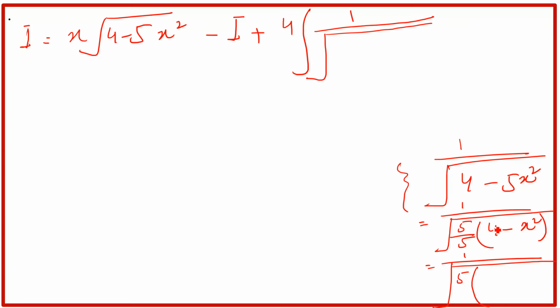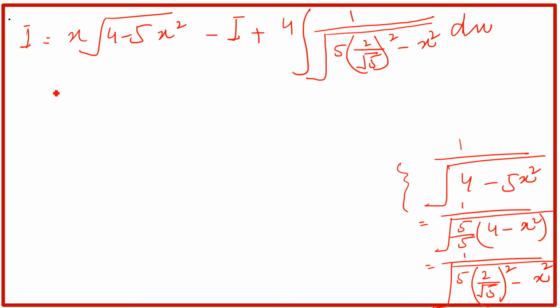See, this is 2, we have to make it a square. If I make it the square of 2, and for this 5, we cannot make the perfect square of 5, so we can make it under root 5 whole square. So see, 2 times 4 and under root 5 equal to 5 only. This 5 will remain the same here, and this is x square. Now we have a square minus x square. So instead of this in the question, I can write 5 times 2 over under root 5 whole square minus x square dx.